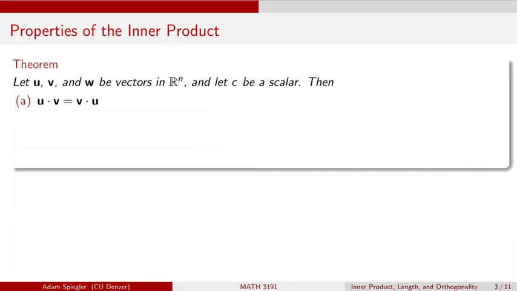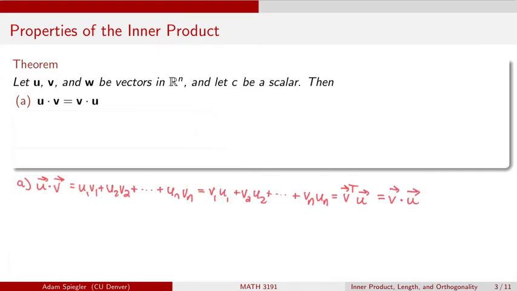Then the first property is that if we take the dot product of u and v, it's the same thing as taking the dot product of v with u. So this we would say the inner product is a commutative operation. The order that we take the dot product does not affect the final result. And we can take a look at why that is true.